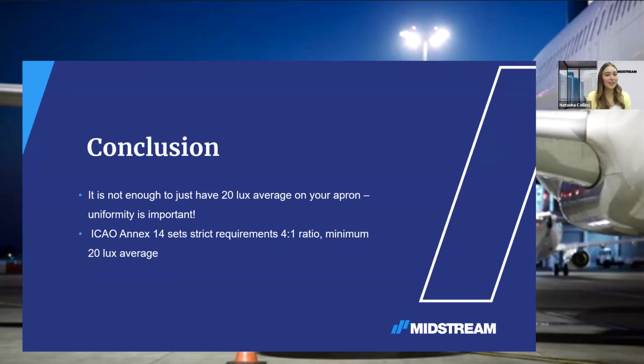Thanks, Paolo. I think the main thing that really we want to conclude and get across from this webinar is that it's not enough to just have the 20 lux average on your apron. ICAO really sets out these strict requirements for the 4:1 ratio for a reason. So we want you to be able to check your lighting design and not assume that because a lighting design has been given to you that the requirements are met. As I mentioned at the beginning, it's one aspect that really can be easily overlooked, but it's one of the most important points to ensure that an apron is safe.